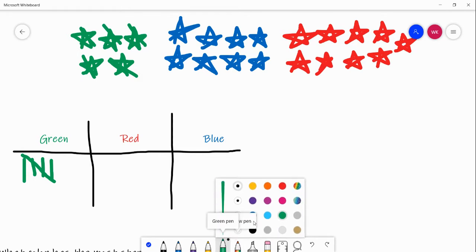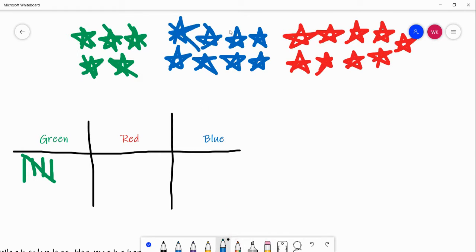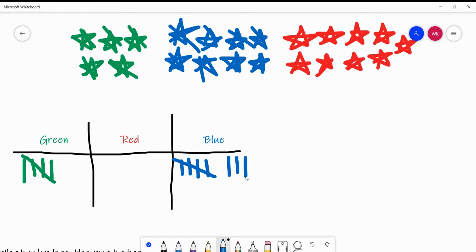All right, now let's count our blue. We have 1, 2, 3, 4, 5, 6, 7, 8. So we're going to make 8 tally marks for blue. 3, 4, 5 always goes vertical. 6, 7, 8. And if you need to pause the video so that you can write this down too in your tally chart, I highly recommend that you do that.